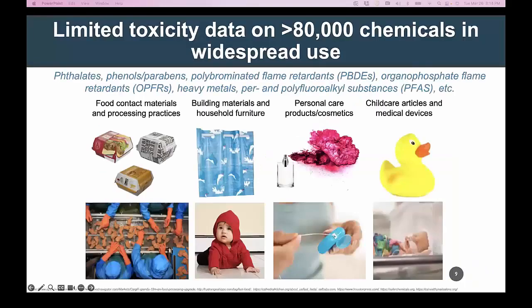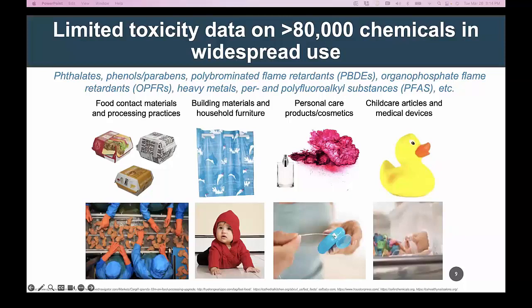But in consequence, there are now more than 80,000 synthetic chemicals on the market, many of which are commonly used in everyday household products, including food products, food packaging materials, flooring and building materials, things like shower curtains, medical equipment, baby products, and even children's toys.